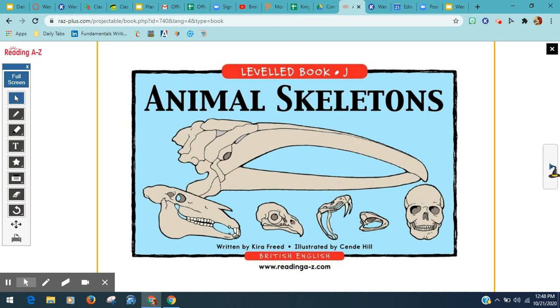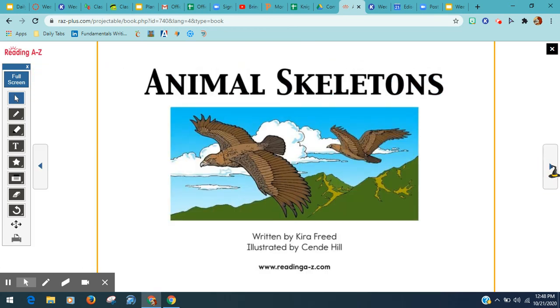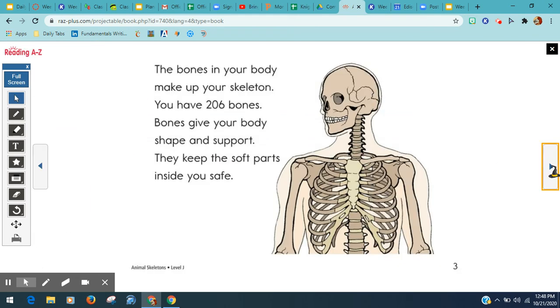Animal Skeletons. Animal Skeletons, written by Kira Freed, illustrated by Cindy Hall. The bones in your body make up your skeleton. You have 206 bones. Bones give your body shape and support. They keep the soft parts inside you safe.